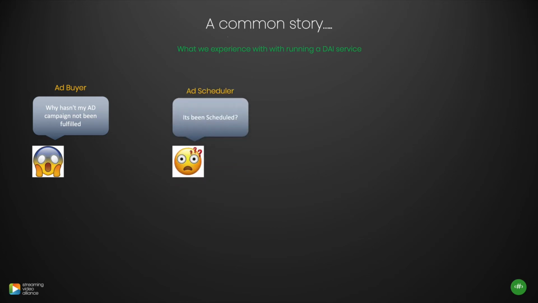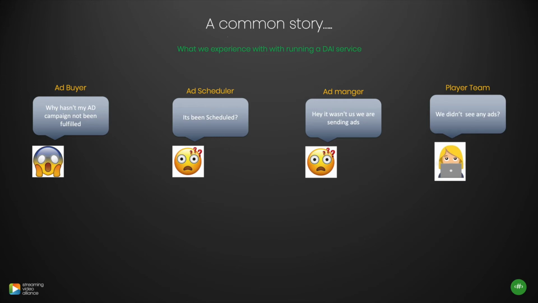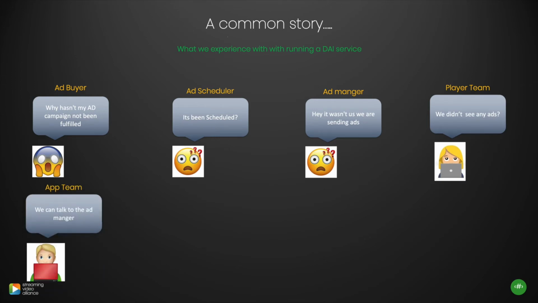What's the problem? We then talk to the ad scheduler, and they say, well, we scheduled it, it's not us. We then go and talk to the ad manager, and they say, no, it's not us either, we're serving ads. We then talk to the player team, they say, we haven't seen any ads on the player. We then talk to the app team and they say, well, we can talk to the ad manager. I don't see where the problem is.